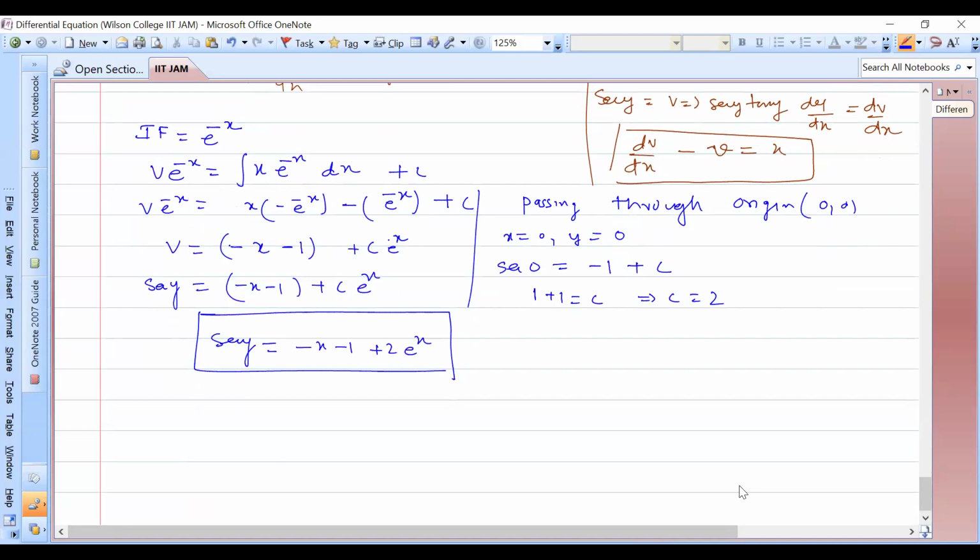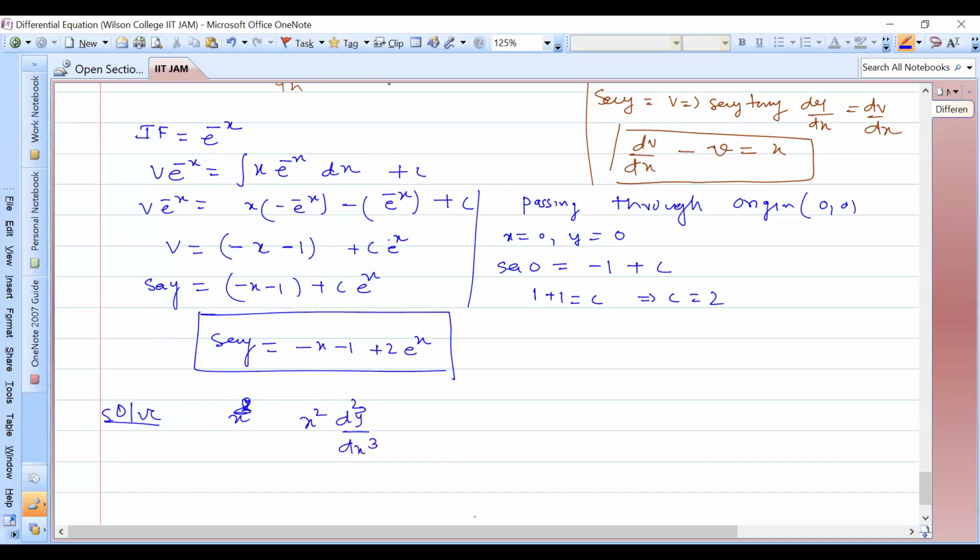One more thing is here. Solve x cube d3y by dx3. See, whenever theory part is required, please ask without any agitation. Okay? And I'm taking all the problems from that only question paper.